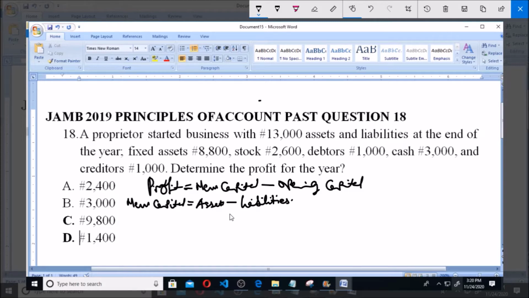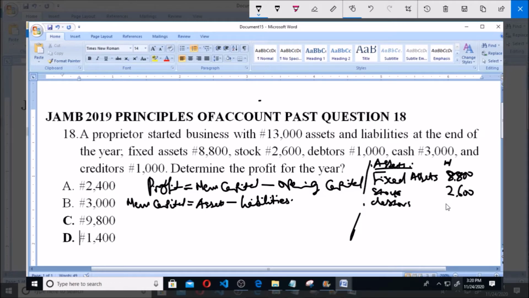So now we want to record all our assets here. We want to record all our assets now on this side. So for our assets, we have fixed assets. We have it as 8,800 naira. We have stock. Our stock is 2,600 naira. We have debtors. Our debtors is 1,000 naira. We have cash. Our cash is 3,000 naira.